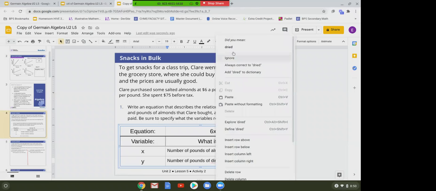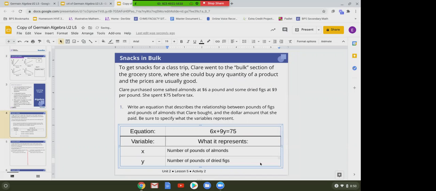Okay, so I had some other friends use different variables. Gabe wrote his equation the exact same way, but he used the variable a and the other variable f. This works as well. I like this idea of a and f, just so that you remember the a represents the almonds and the f represents the figs. You can write it as x and y though. That's perfectly fine.